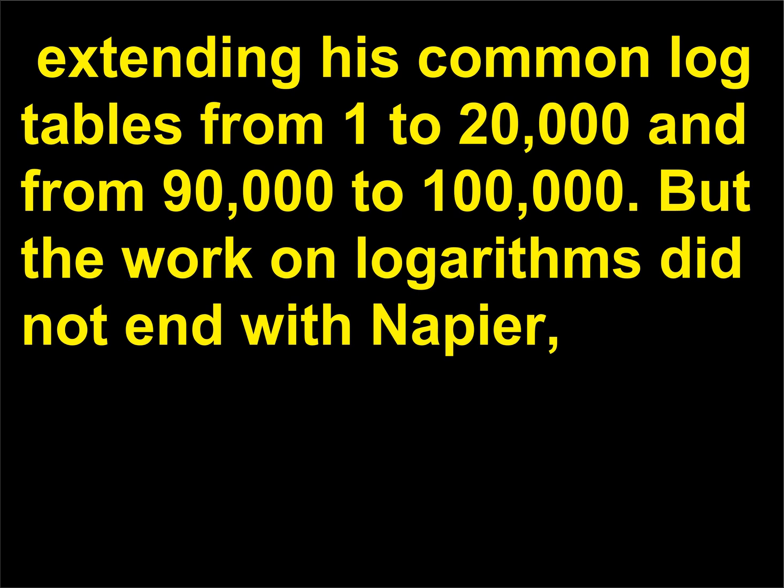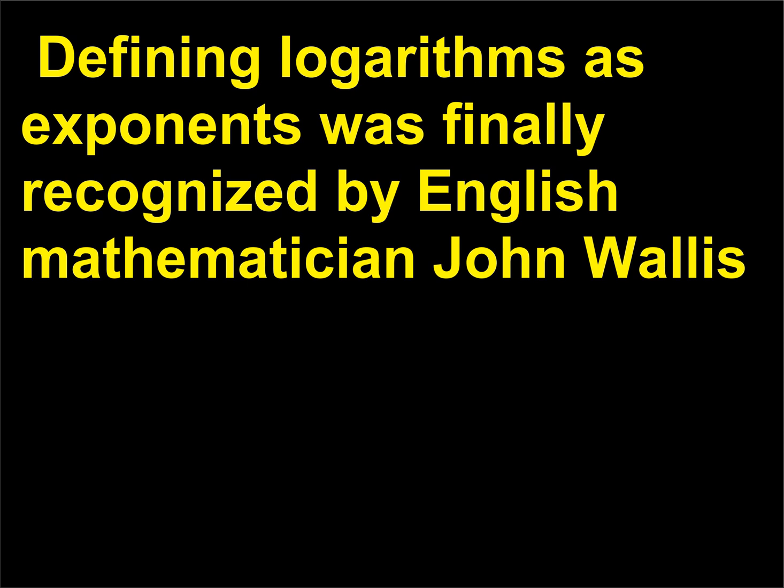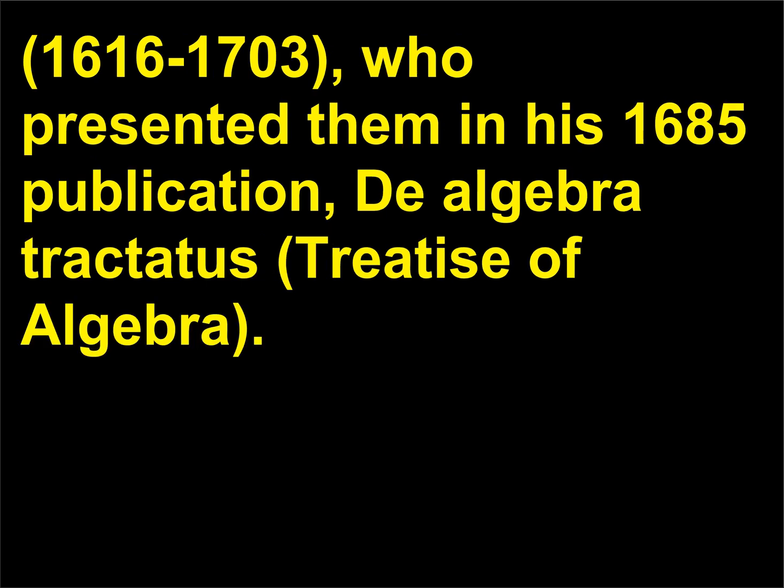But the work on logarithms did not end with Napier, Briggs, or Bürgi. Natural logarithms eventually evolved out of Napier's original work. Defining logarithms as exponents was finally recognized by English mathematician John Wallis, 1616 to 1703, who presented them in his 1685 publication, De Algebra Tractatus, Treatise of Algebra.